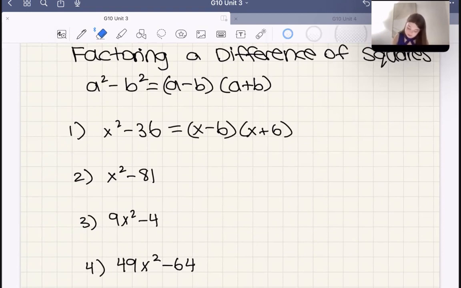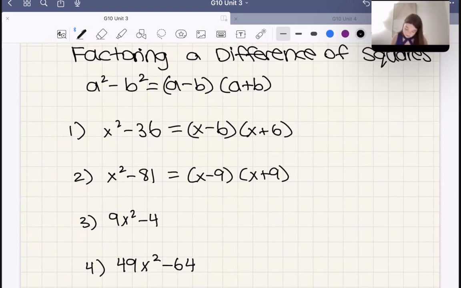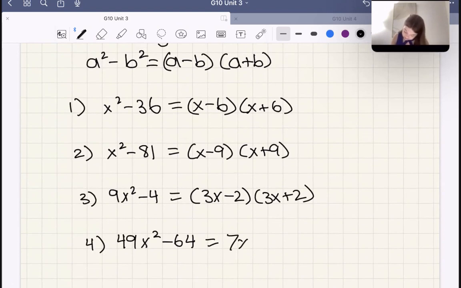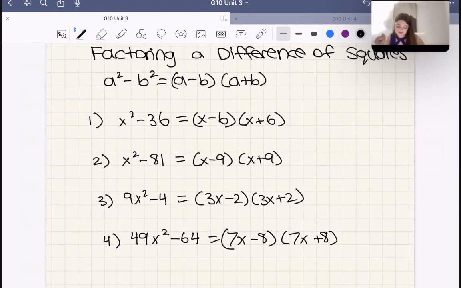We could do something similar here with x squared minus 81. We could say, oh, well, this is just x minus 9, x plus 9, according to the above equation. What about this one here? This is the same as 3x minus 2, 3x plus 2. Or what about this one here? This is the same as 7x minus 8, 7x plus 8, right?